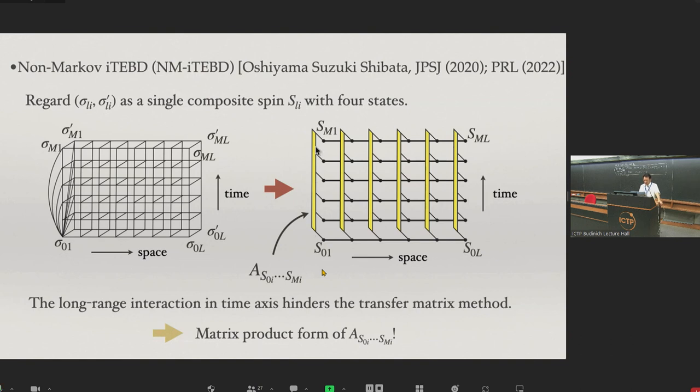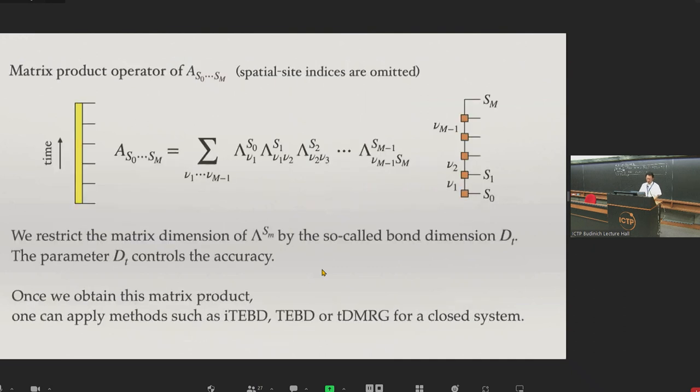So this is a long-range interaction. Since we have this long-range interaction in time, we cannot apply the transfer matrix method developed in statistical mechanics or time evolution in one-dimensional quantum systems. So we apply a matrix product form for this long-range interaction. We denote this interaction by the symbol A. A has m hands. A is a function of capital M of capital S. And this slide shows the matrix product operator of A.